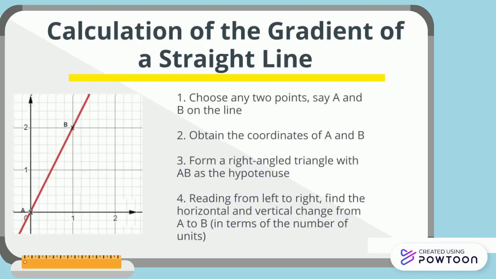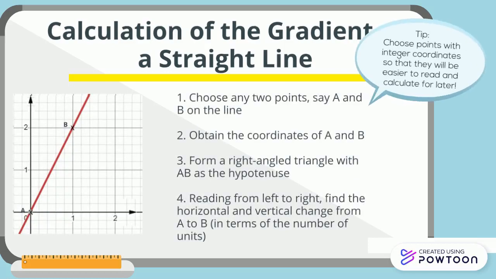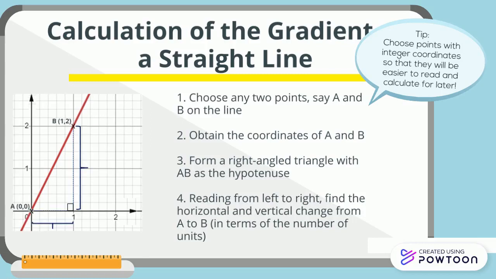The steps to take to calculate the gradient of a straight line are as follows. Firstly, choose any 2 points, say A and B, on a line. 2. Obtain the coordinates of A and B. 3. Form a right-angled triangle with AB as a hypotenuse. And 4. Reading from left to right, find the horizontal and vertical change from A to B in terms of the number of units. Now let's demonstrate with a worked example.